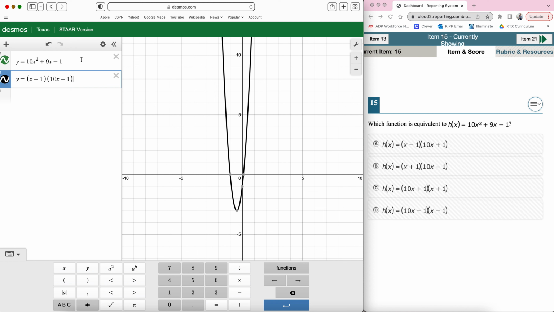So rather than having to factor, all we did is we went into our Desmos calculator, we typed these in and just did a quick graph and match. I hope that this is helpful for solving a quadratic equation and determining its factors or determining which one is equivalent to the other one.